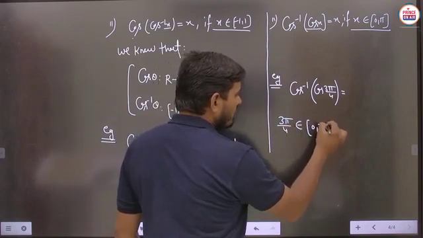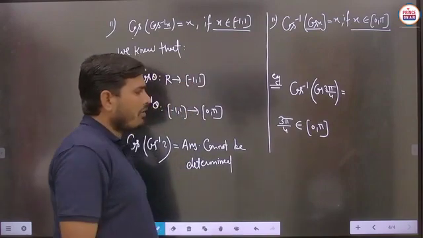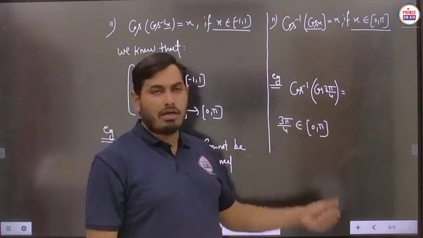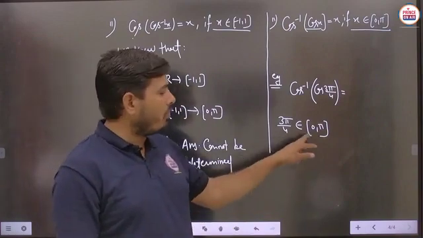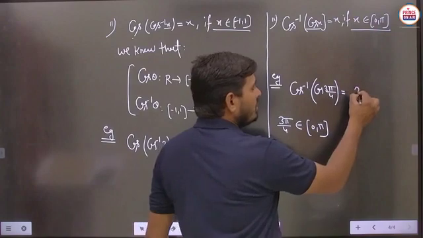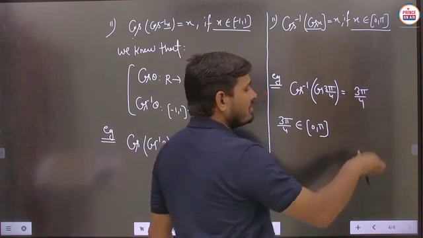Definitely, students, you can check this part: 3 pi by 4 means 135 degrees, and this interval is 0 to 180 degrees. So this will belong to this interval, and if any x belongs to this interval, then directly you can say that the answer is to be taken as 3 pi by 4.